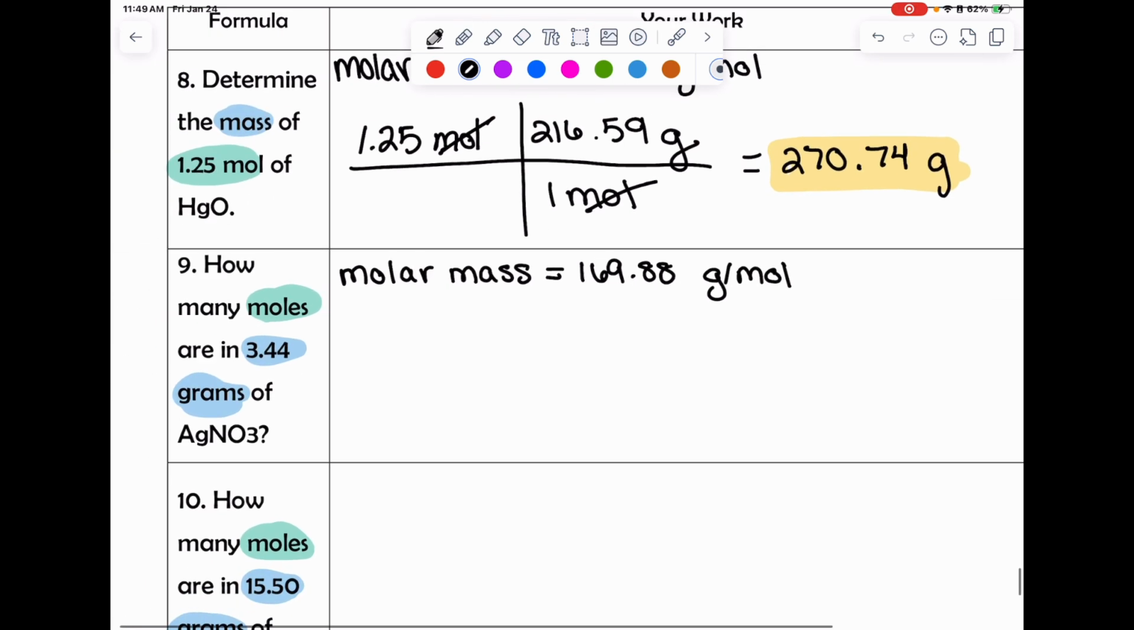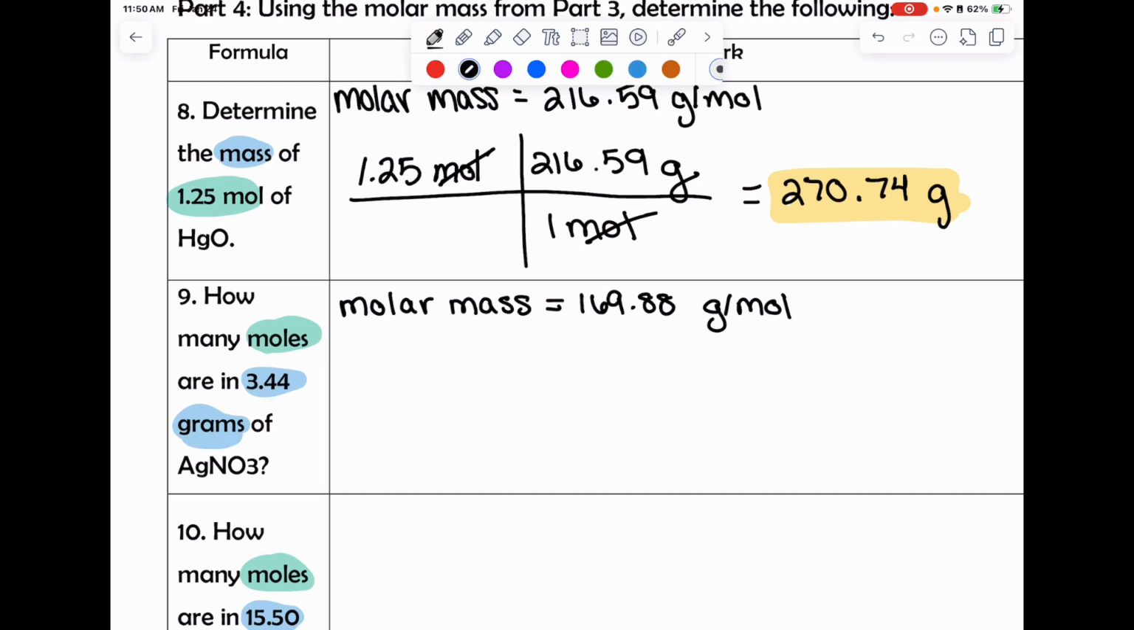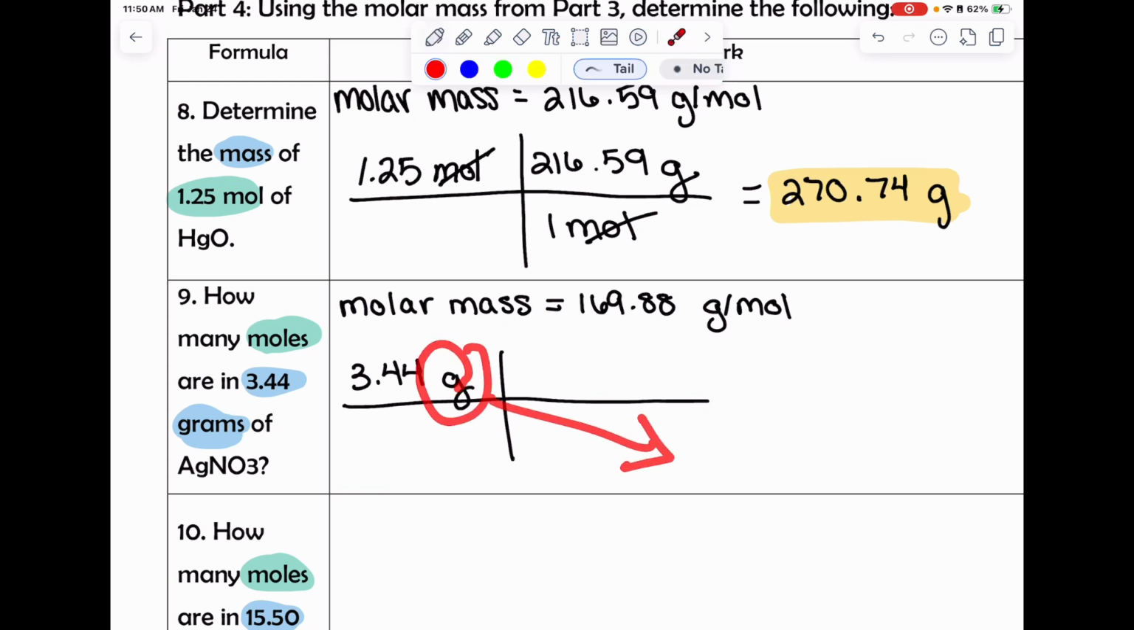Now be careful. Some of you may want to set up your table exactly like this one, but we cannot do that because this problem, they gave us moles. On number 9, they are giving us grams. So our table is going to be a little bit different. We always start off with what we're given, 3.44 grams. If I have grams on the top, grams has to go on the bottom to convert into moles on top, because that's what we're looking for, how many moles.